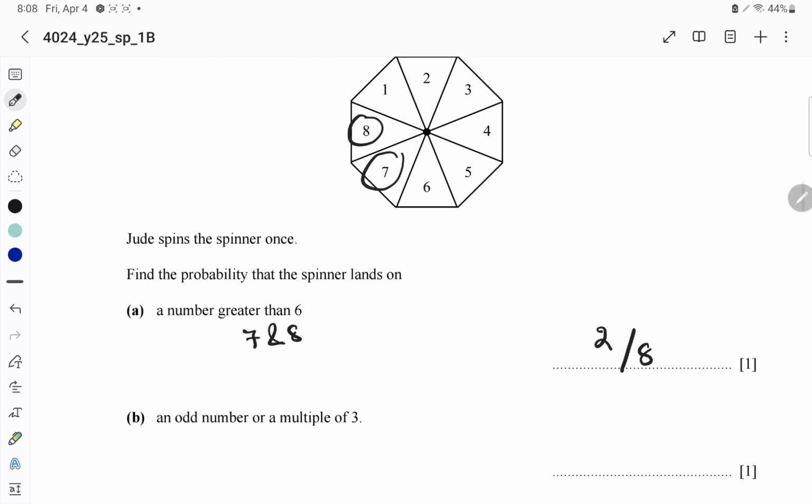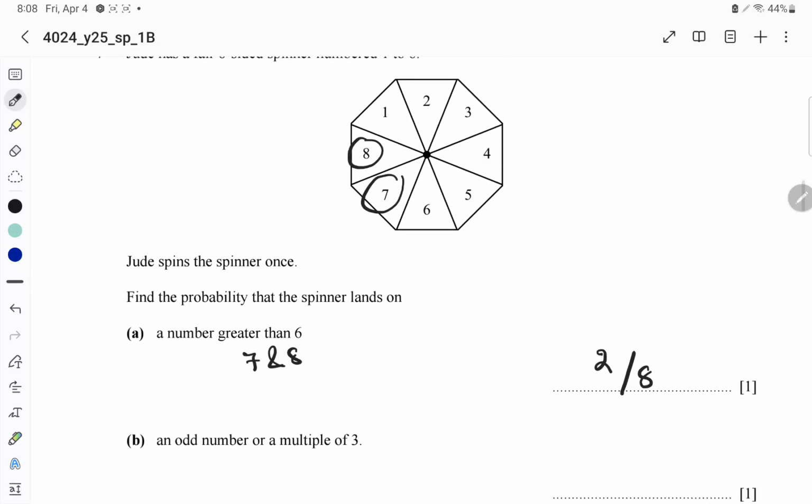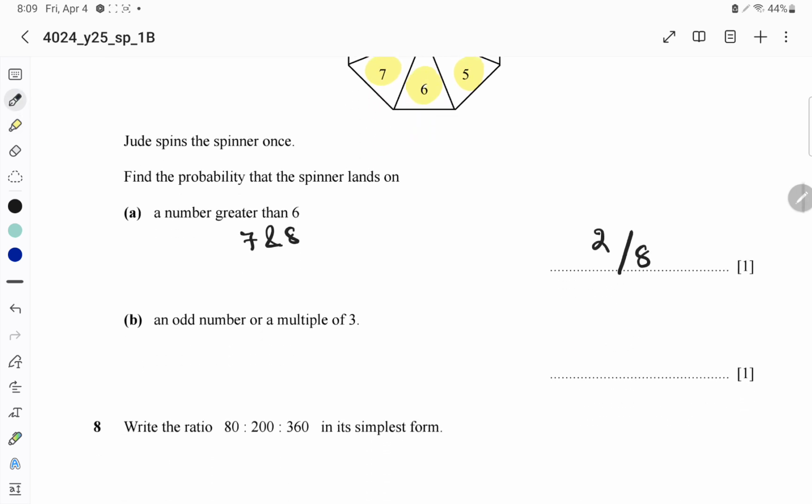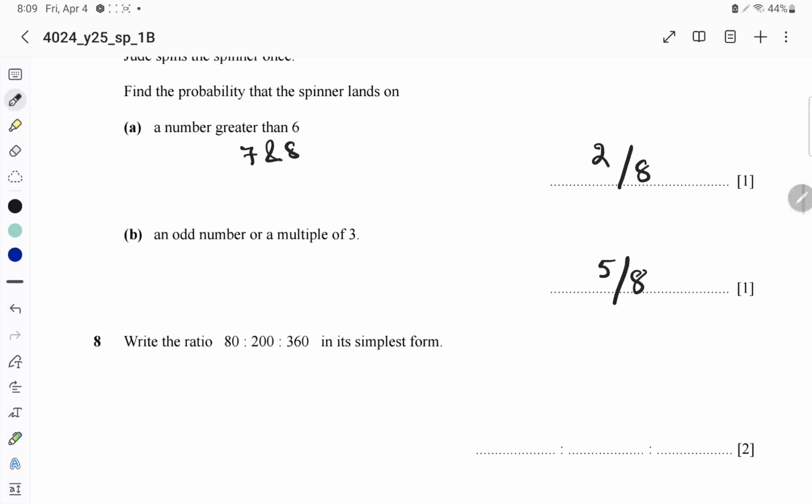All right. So an odd number or a multiple of 3. Odd numbers are 1, 3, 5, 7. There are 4 numbers, and a multiple of 3 is 6 as well. So there are 5 numbers. So you will be writing 5 over 8, and that cannot be simplified. Okay. Now this is done.